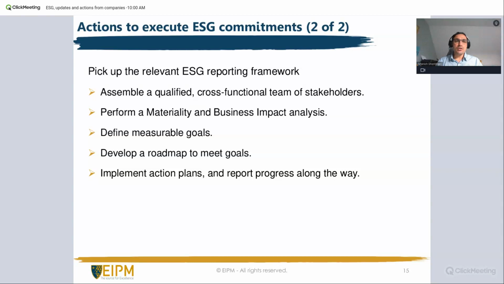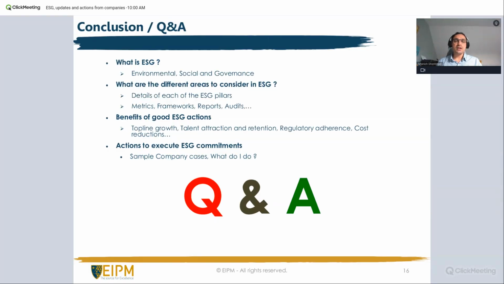So this is what we have seen overall. As a quick conclusion, we have seen what ESG is, the very basics. What are the different areas to consider in ESG? Each of these pillars, environment, social, and governance, and the different terminologies we talked about: metrics like greenhouse gas emissions, we talk about DEI and so on. The different frameworks like GRI, TCFD or ESRS, and so on.